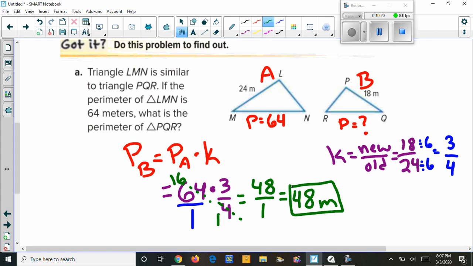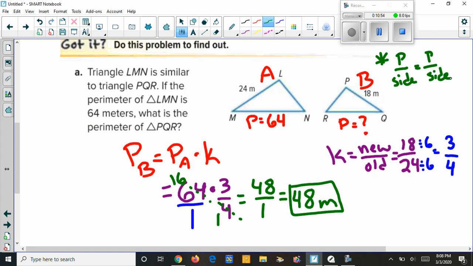So that is the most basic type of question you're going to see. I will remind you, you can solve this as a proportion if you do perimeter over the side is equal to the perimeter over the side of each shape. You could solve that proportion to find the exact same answer.